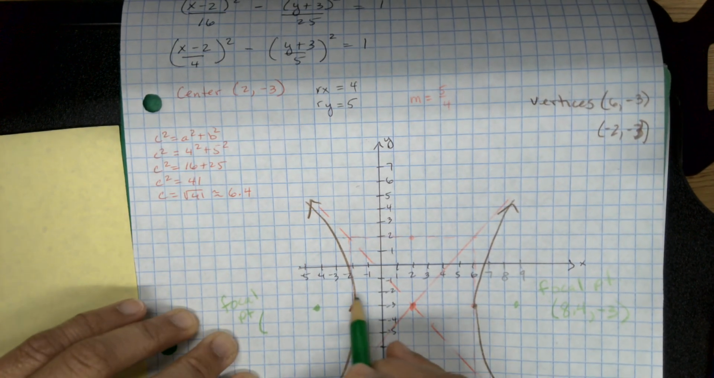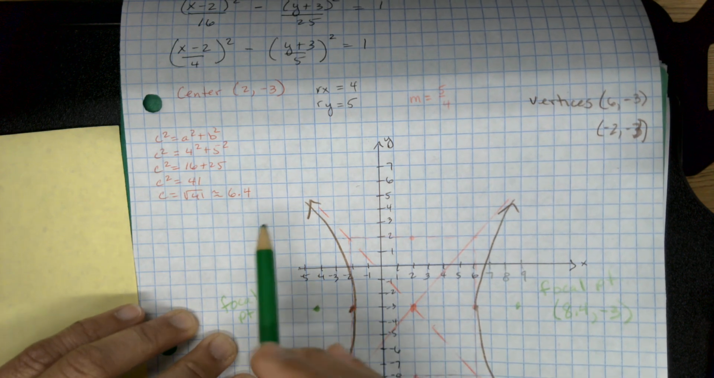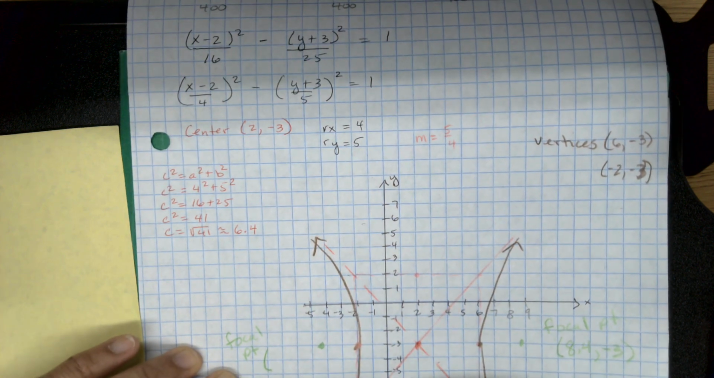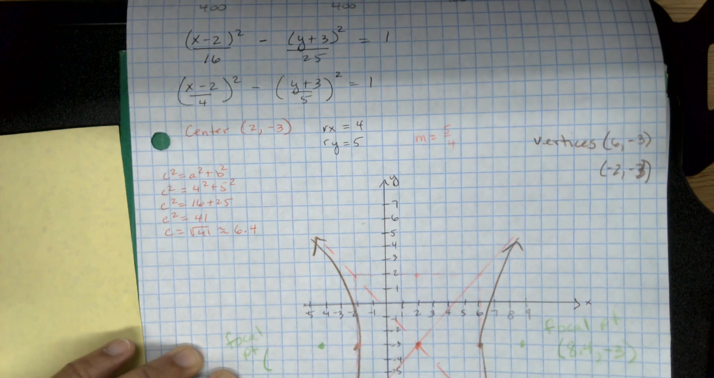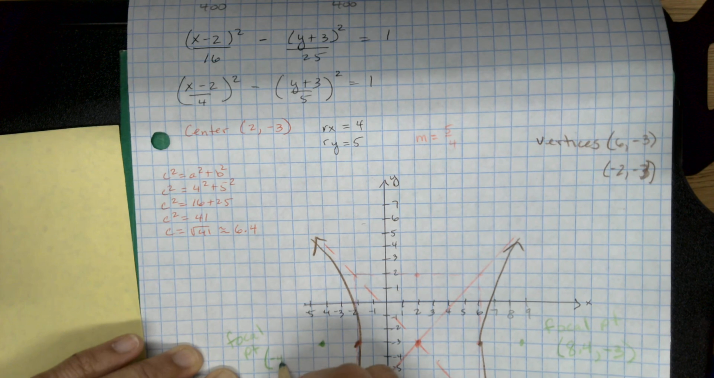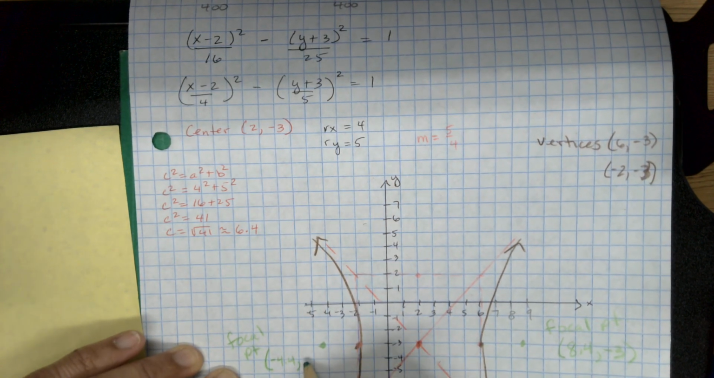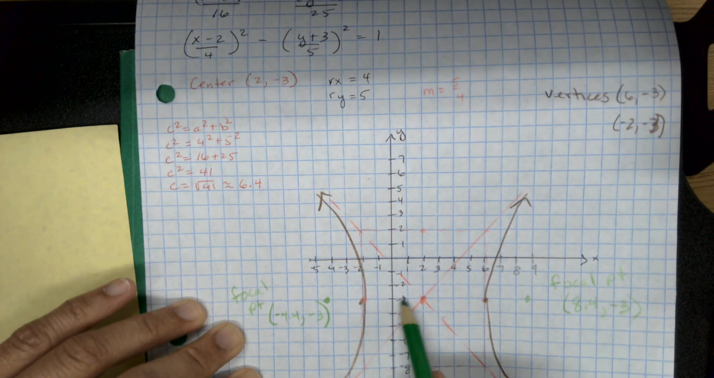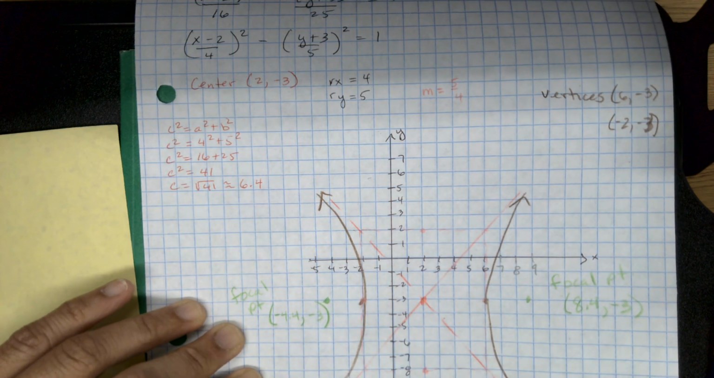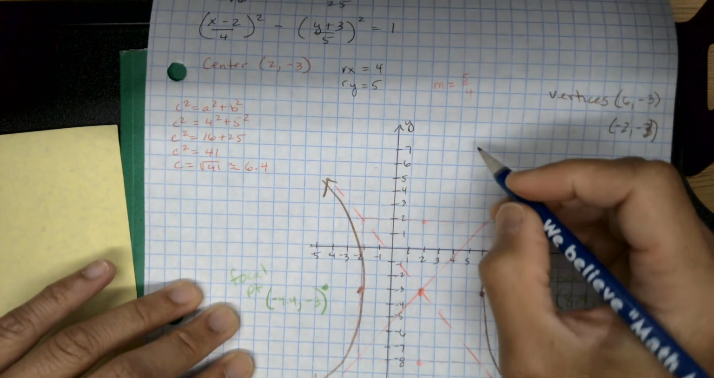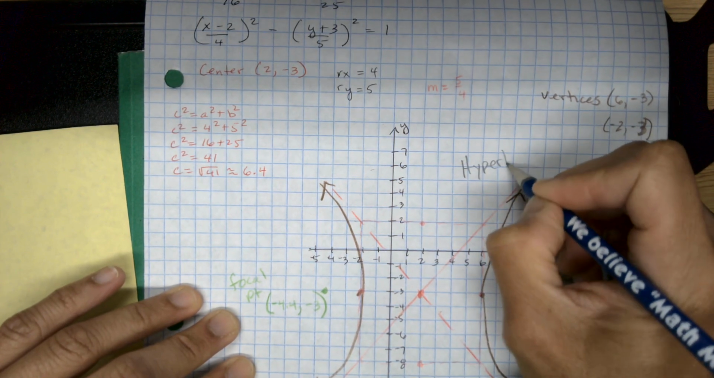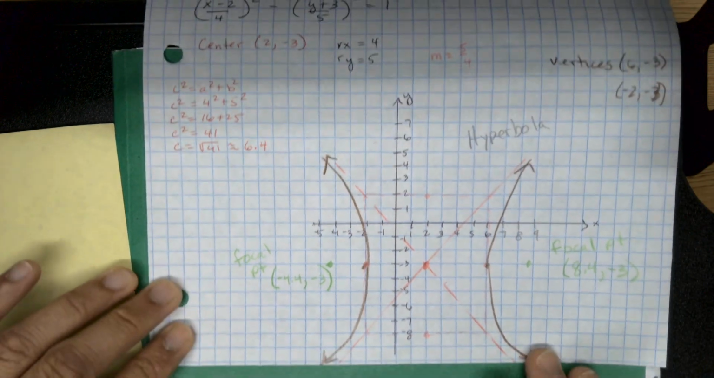So the other focal point is going to be, the center was 2, negative 3, so we're moving this way. So 2 minus 6.4. What is 2 minus 6.4? That's negative 4.4. So negative 4.4, comma, negative 3. So again, if you look at this, that's negative 4.4, comma, negative 3. And again, this is called a hyperbola. So now we are done.